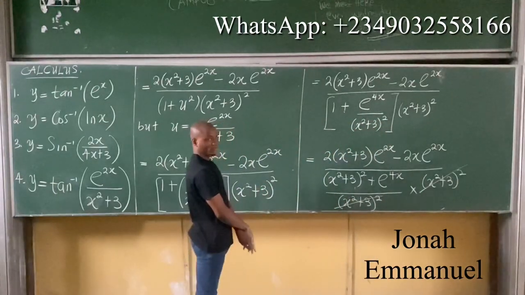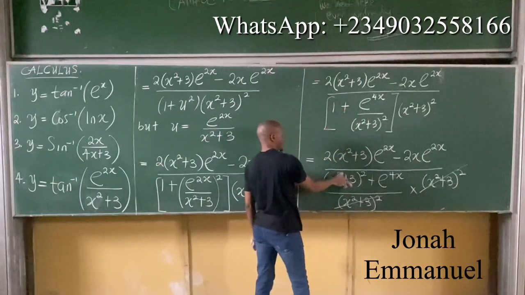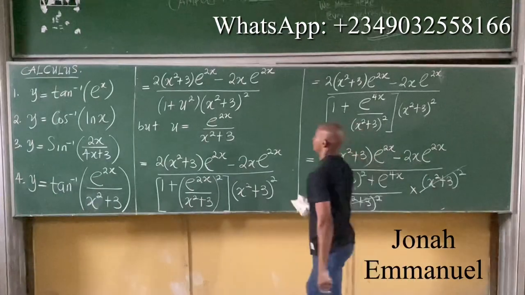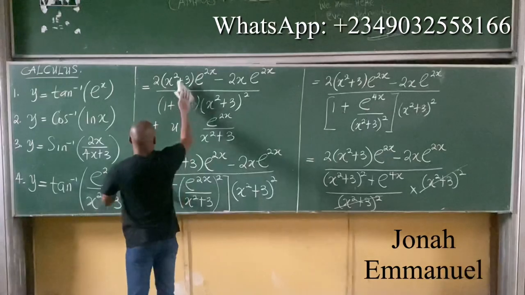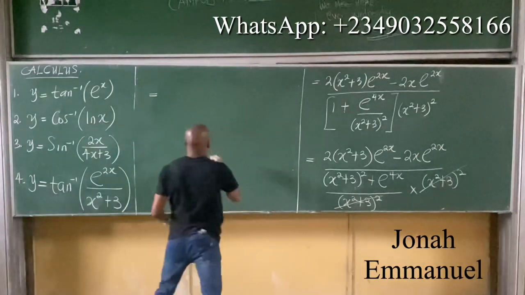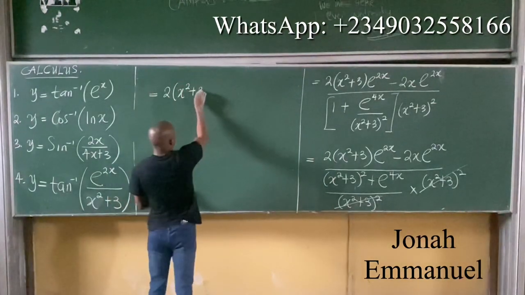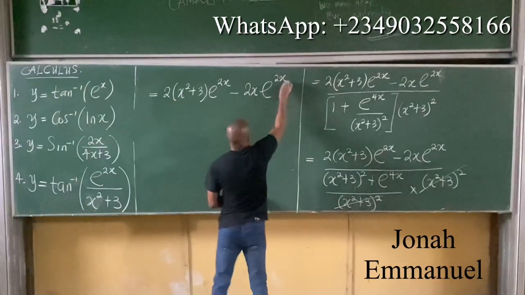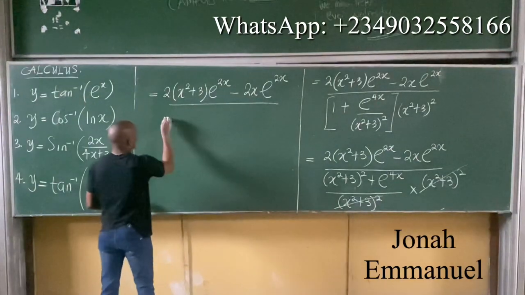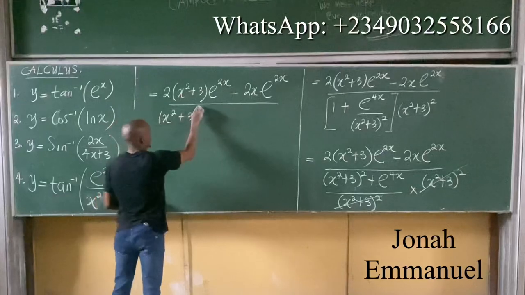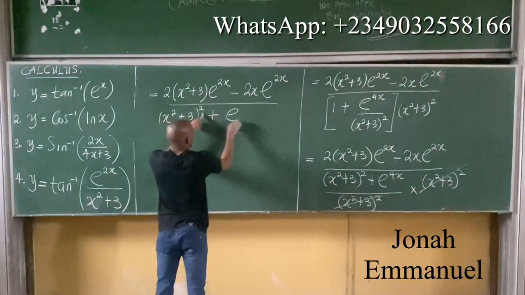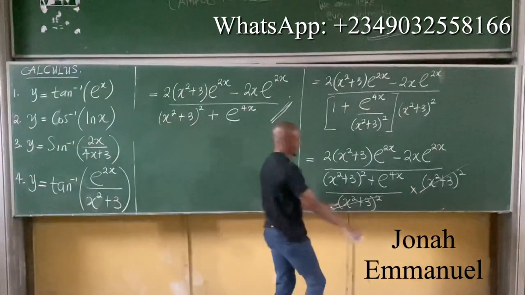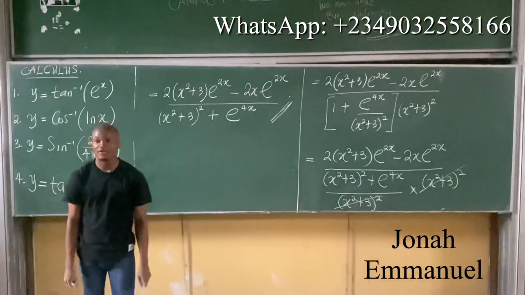It's now at this point that this one can cancel this one. Move this one upwards, and now at this point you can cancel. Final answer. This is now equal to 2 into x squared plus 3 exponential 2x minus 2x exponential 2x all over x squared plus 3 all squared plus exponential 4x. You can now stop here. Of course, the other forms are wrong, so this becomes your final answer.